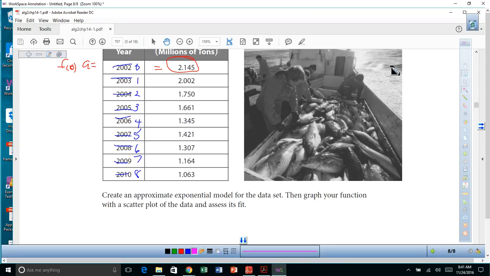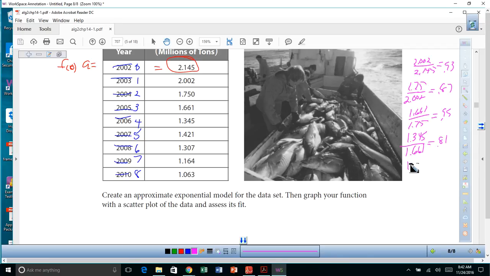So I'm going to take 2.002 divided by 2.145, and that's going to give me 0.93, and then I'm going to take 1.75 divided by 2.002, and that's going to give me 0.87. And then I'm going to take 1.661, divide it by 1.75, and that's going to give me 0.95. And then 1.345 over 1.661, and that's going to give me 0.81.